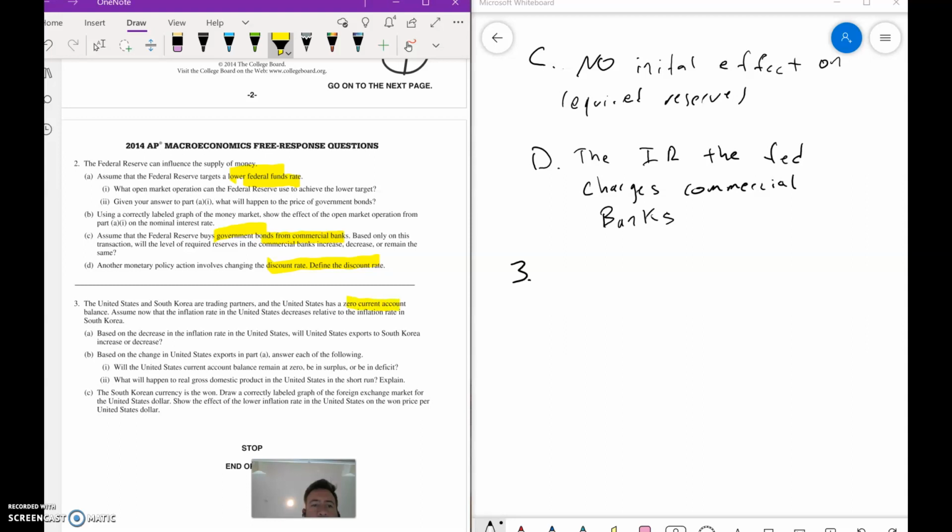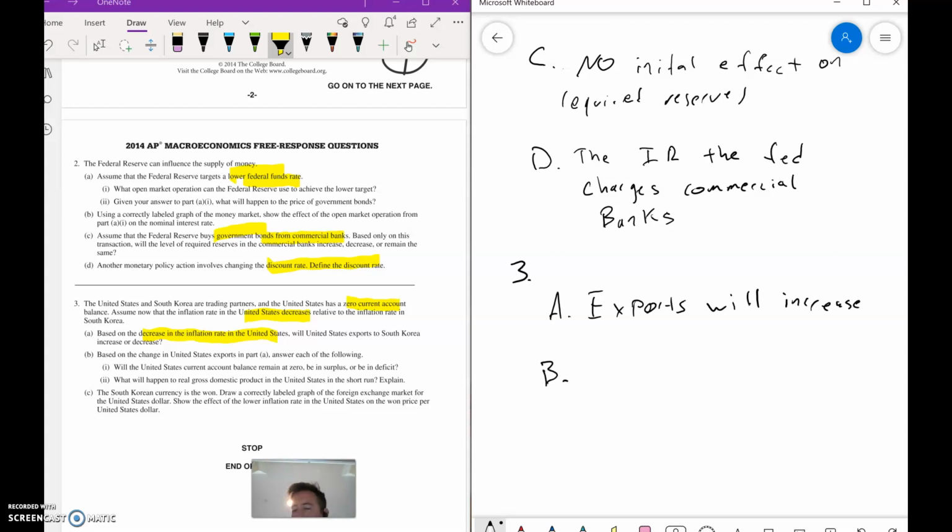Assume now that the inflation rate in the U.S. decreases. So our price level decreases relative to South Korea. Based on the decrease in the inflation of the U.S., will United States exports to South Korea increase or decrease or remain the same? You should have put A. You should have correctly said that our exports will increase. And why? Because if our inflation rate is lower than theirs, that means our stuff is cheaper.